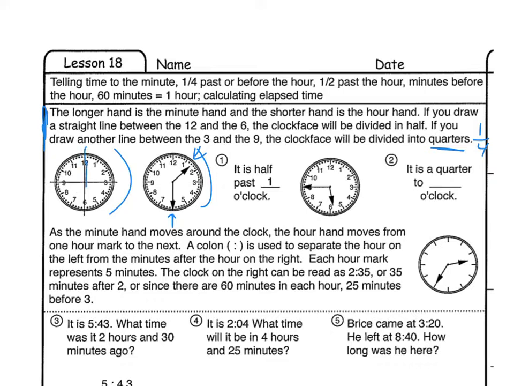First, we draw a line this way, splitting the clock into 2 halves. This is half, and that's half. And then if we draw another line going across that way, we split the clock into fourths or quarters. So you have a fourth there, a fourth there, 1/4 there, and 1/4 there.